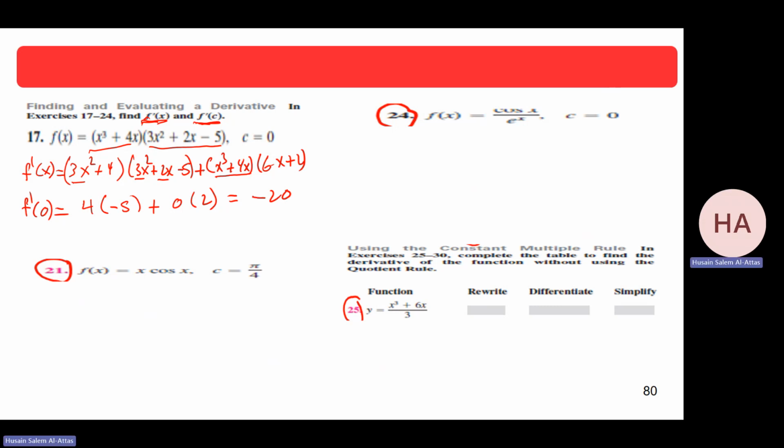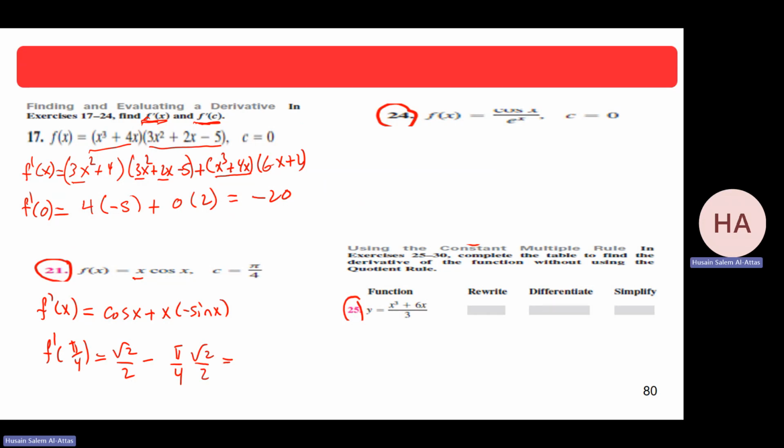Another one, question 21, which is the same idea. I need to do the calculations. So what I have, f prime, will be the derivative of the first, which is 1 times cosine x, plus x times minus sine x. And I want to find f prime at pi over 4. That will be square root 2 over 2 plus pi over 4. It's not plus, it's minus square root 2 over 2.